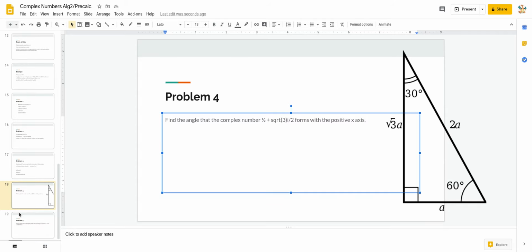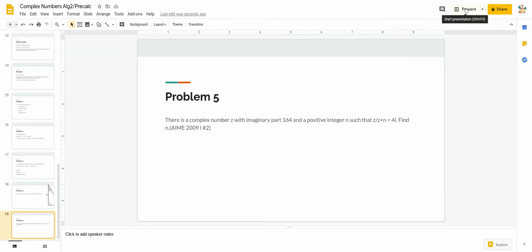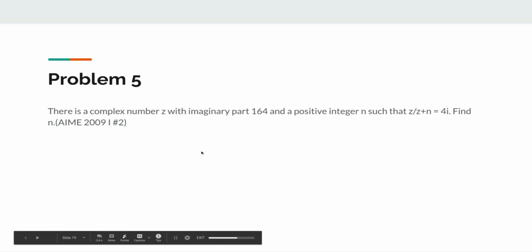Okay, and one last problem. This is an AMC problem, so have fun with this. It's not too hard though. I'll give you guys 2 minutes to work on it.